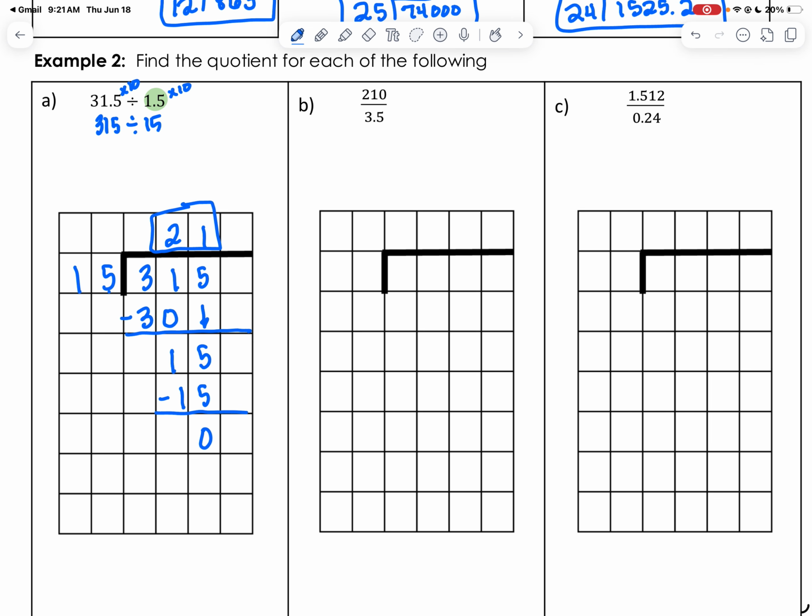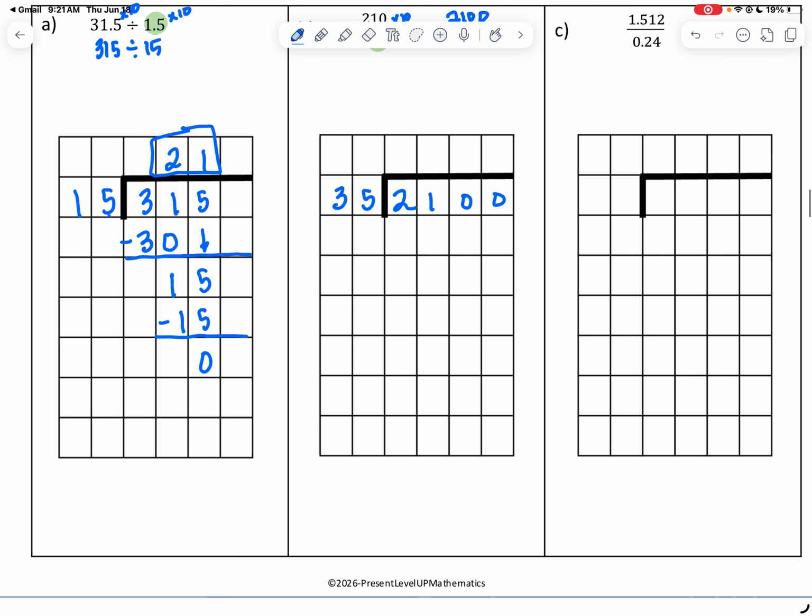All right, problem B, we have 210 divided by 3.5. So in this problem, our divisor is 3.5. So that's one number after the decimal place. So I'll have to multiply it by 10 and multiply the top by 10. So 210, add a 0, and then 3.5 times 10 becomes 35. So we're taking 35 into 2100, all right? So 35 will not go into 21, but 35 will go into 210.